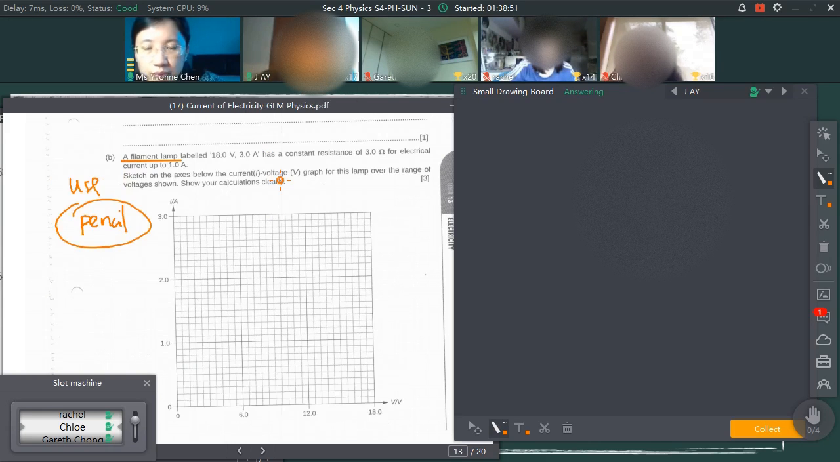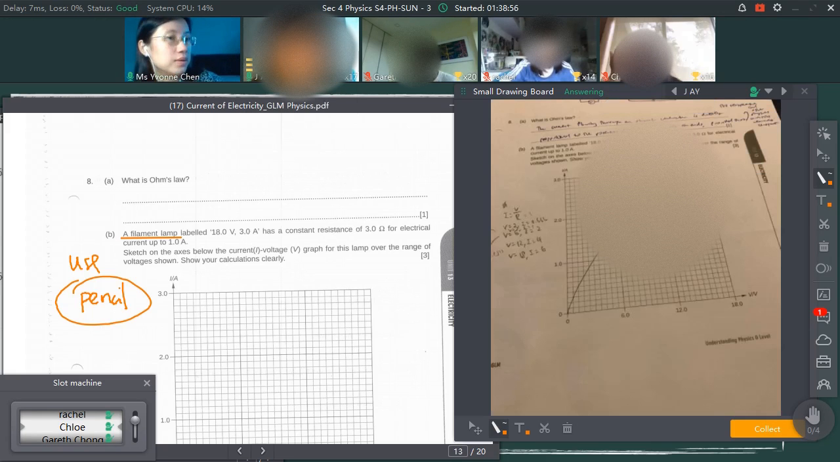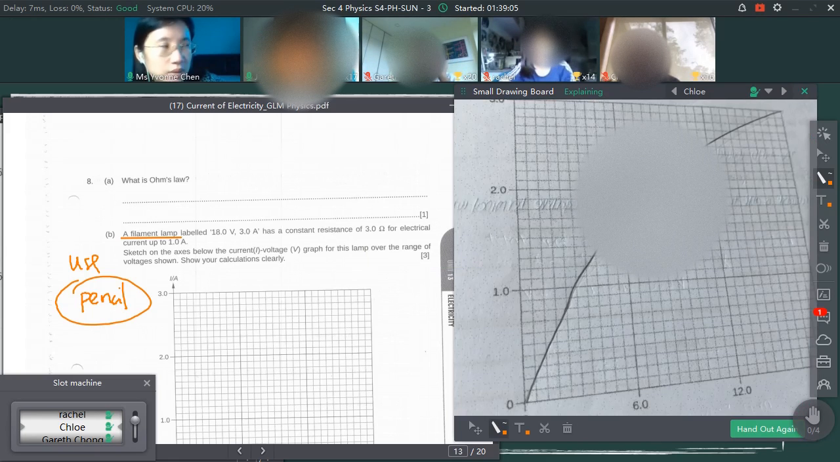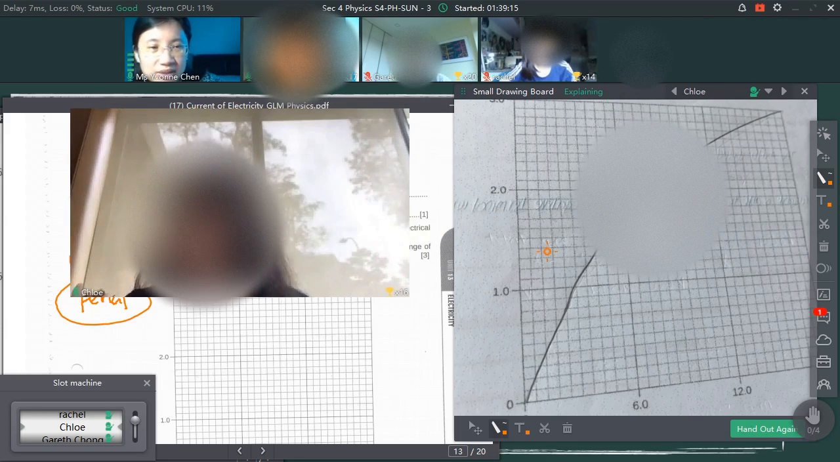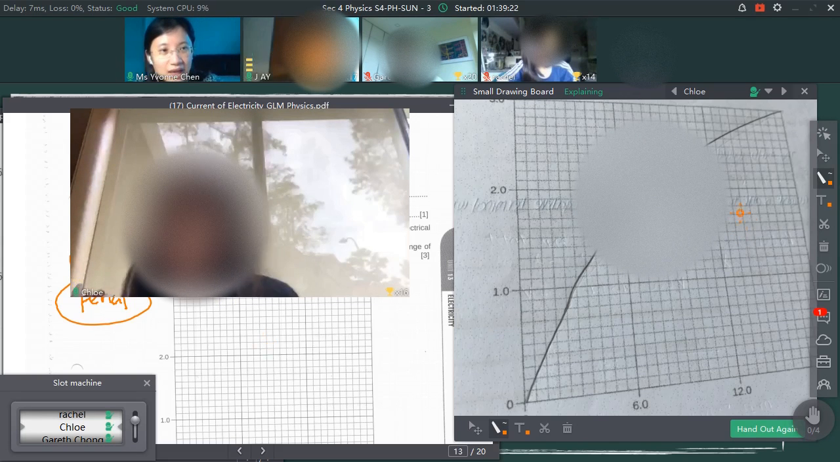Sorry, Jonathan, can you upload your working for 8B, the sketching? Okay, thank you. Can I get someone to explain the diagram? Maybe I get Chloe. Chloe, can you explain to us your diagram? Yours is perfectly well done. First of all, what's the shape? And then I'm more interested in this point.